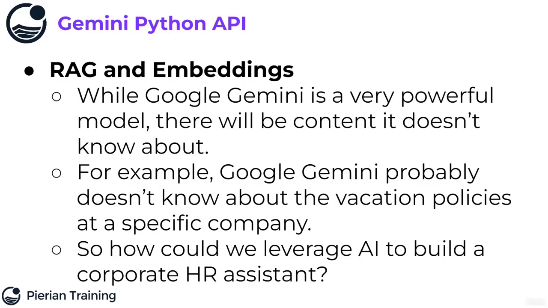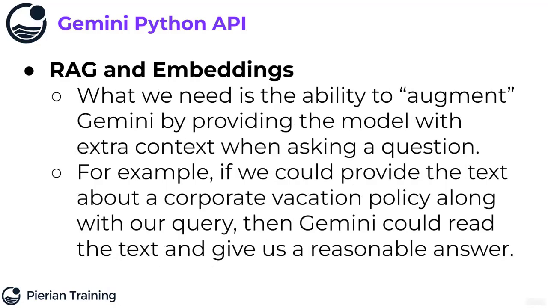But what if I want to build an AI that's basically a corporate HR assistant that can interact programmatically with all the employees at this company to answer HR related questions? How would I be able to augment Google Gemini's powerful large language model tooling to actually understand context specific to my company? What I need to do is augment Gemini by providing the model extra context when asking a question. For example, if I could actually provide the text about a corporate vacation policy along with our query, then Gemini could read that text and give us a reasonable answer.